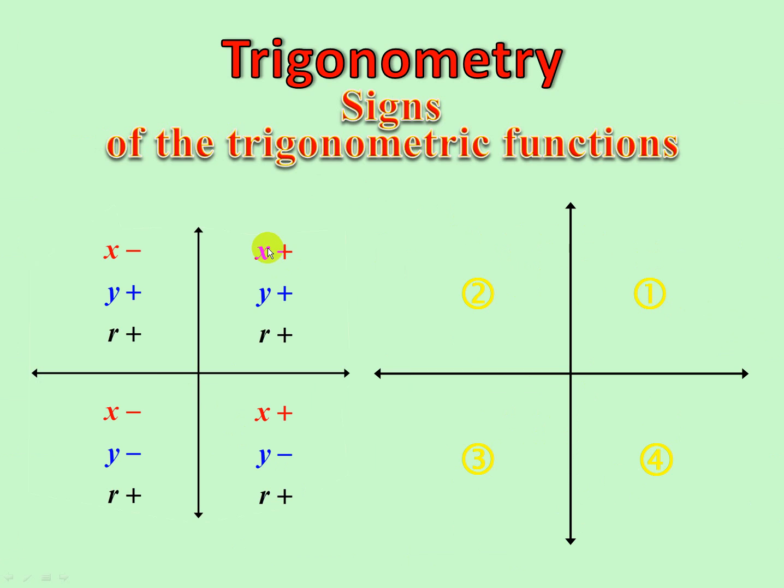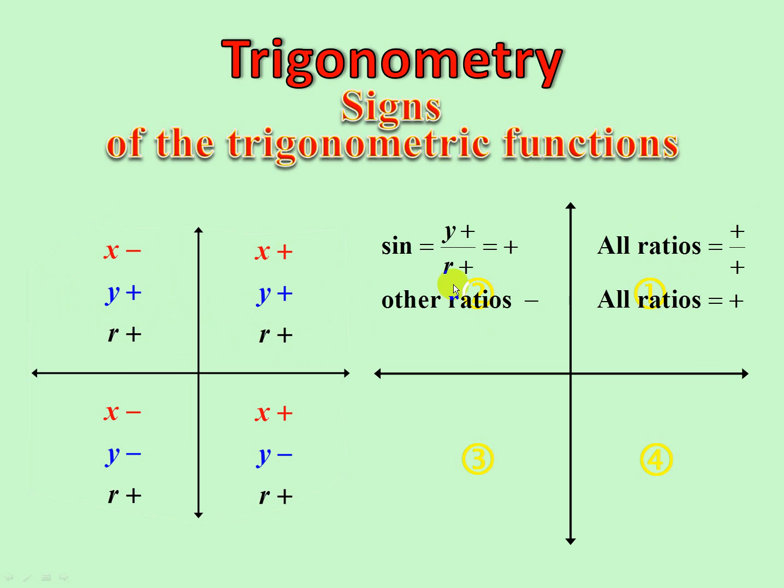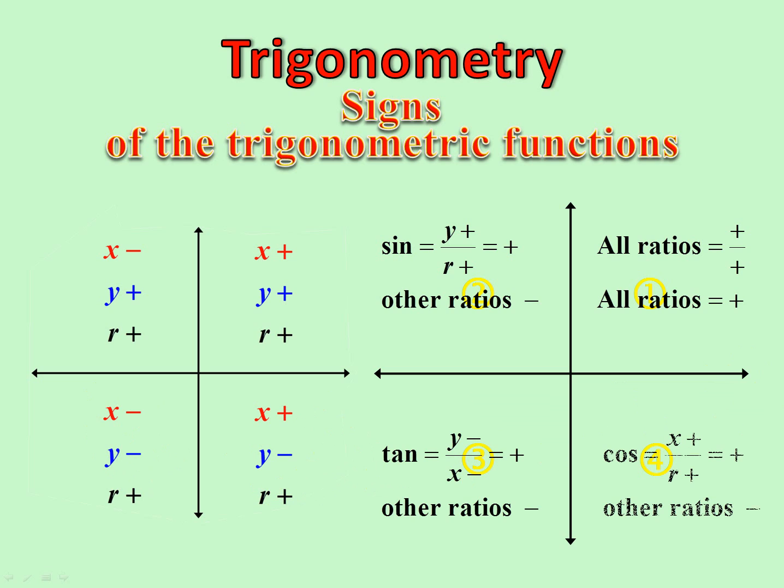If I have a look here, whichever pair we take there, we're going to get a positive. Therefore, all ratios are positive. Here, in order to get a positive, I have to take the y and the r. So therefore, y over r, sine, is positive, the other ratios are negative. In this quadrant, to get a positive, I've got to take the y and the x, because negative over a negative will give us a positive. So tan will be positive, and all the rest negative. And here we need the x and the r to get a positive, which is cos, and the rest will be negative. There we are.